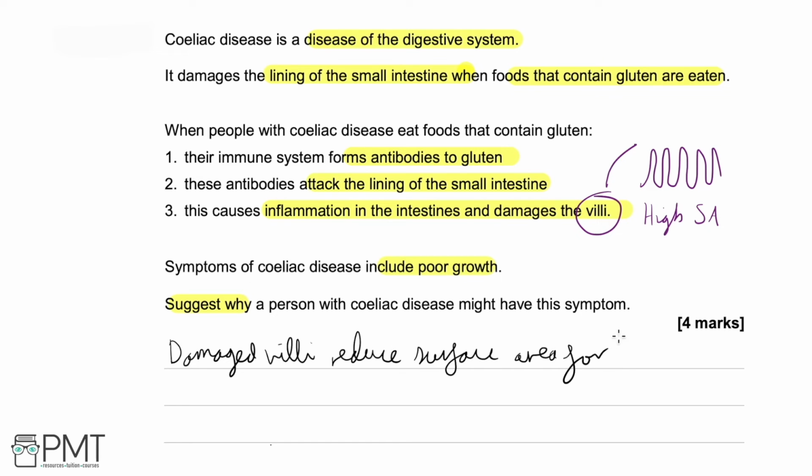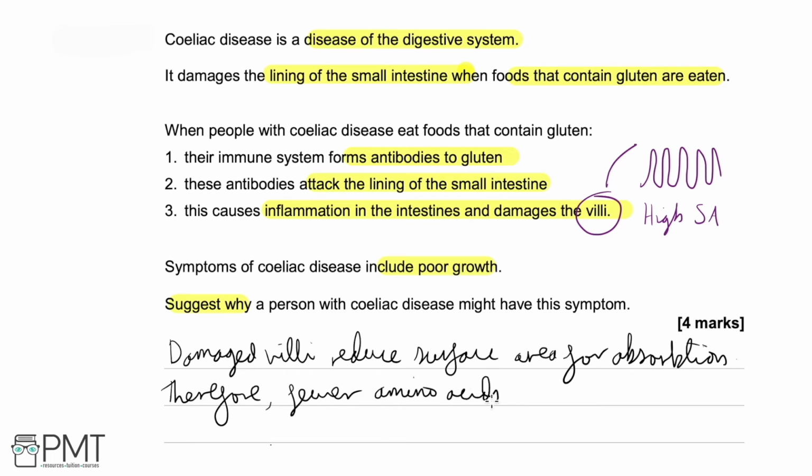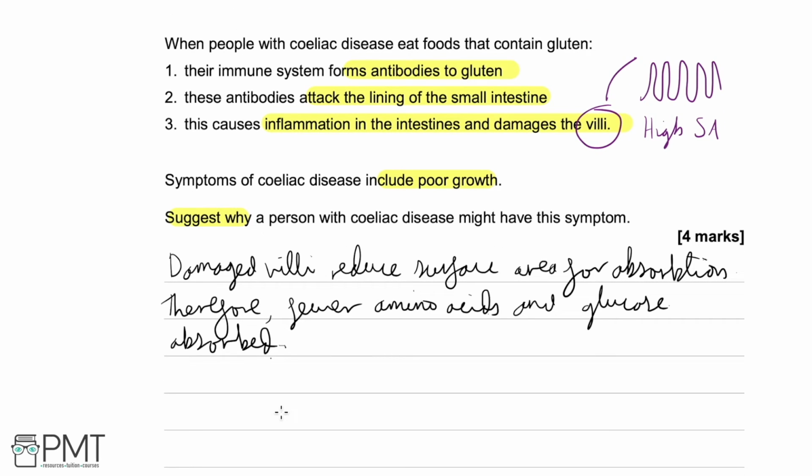Now, if there's less surface area for absorption, less absorption will occur in the same time period. Therefore, there will be less glucose and amino acids absorbed. That's our second point. This is a suggest question, so we need to try and ascertain a biological explanation for the process that results in poor growth. So let's think about this.